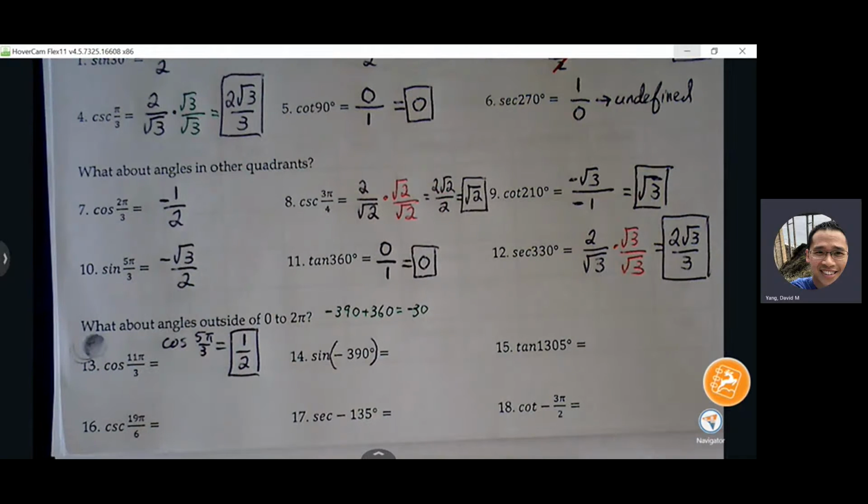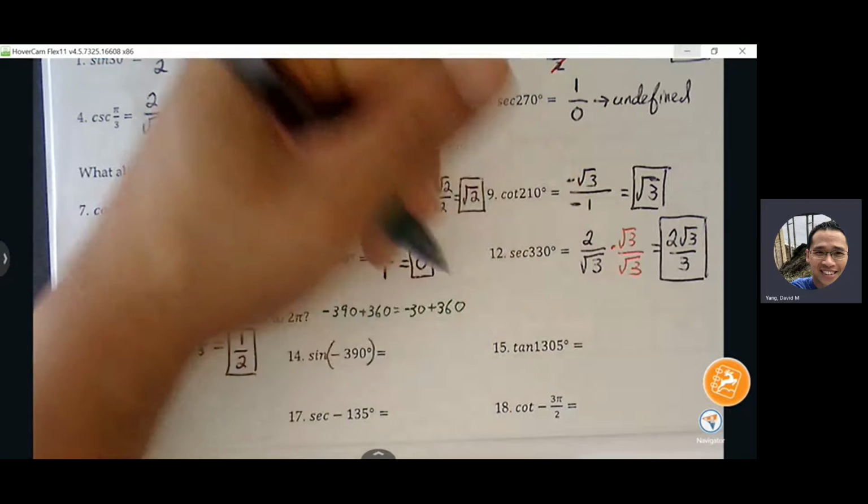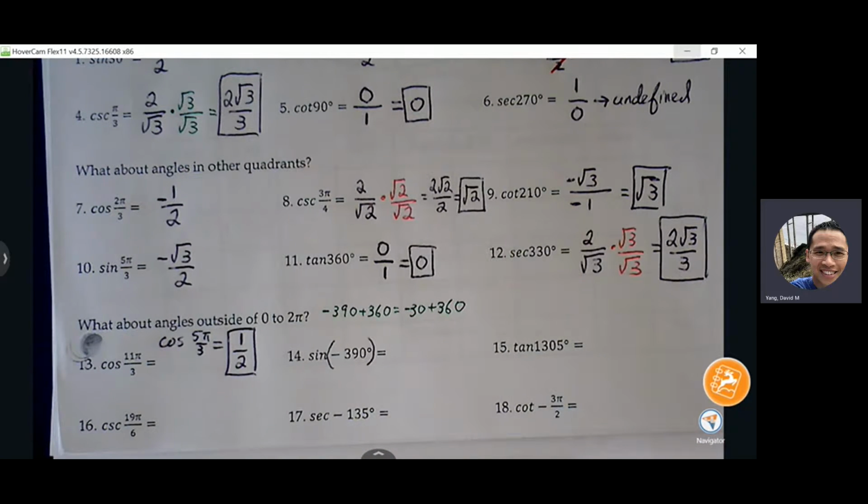Okay. Negative 30, can I just wipe out that negative and call it 30? No, I got to keep going, right? I got to add another 360. I want something between 0 and 360. If it's not quite there, I got to keep going.